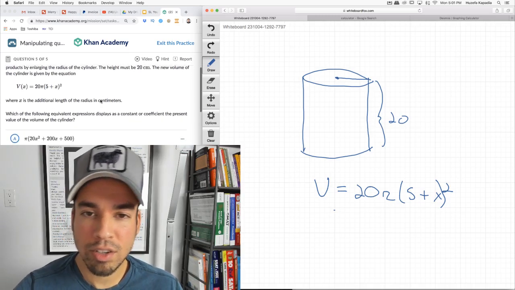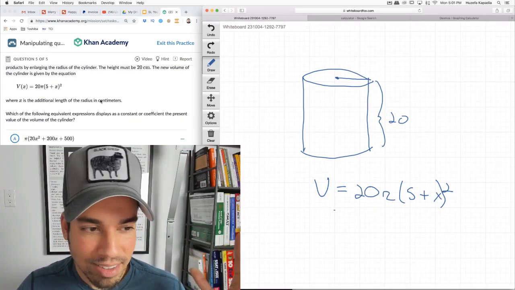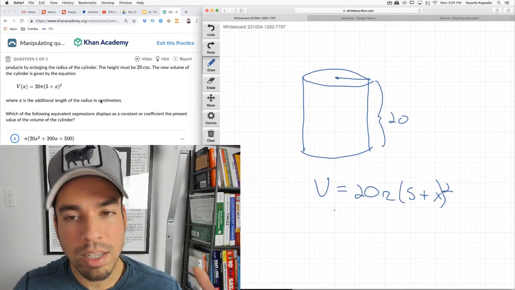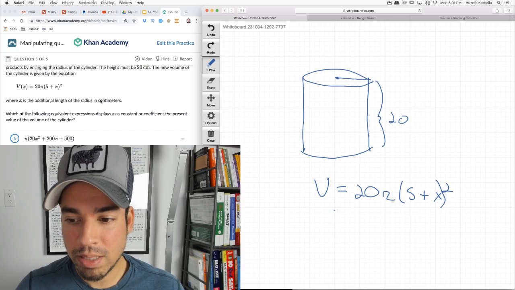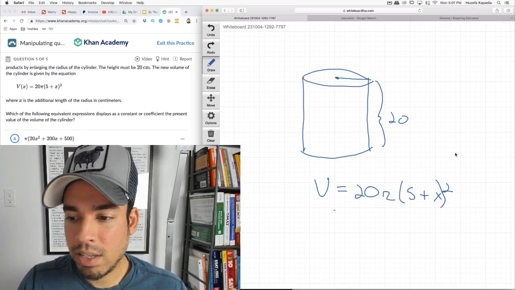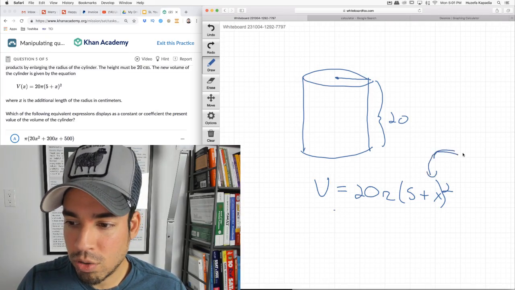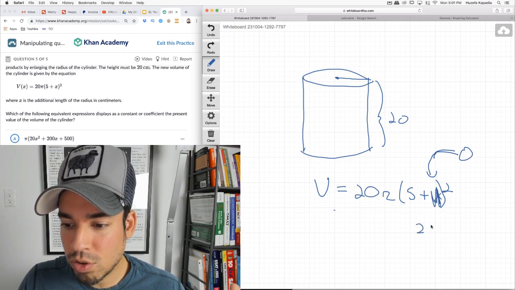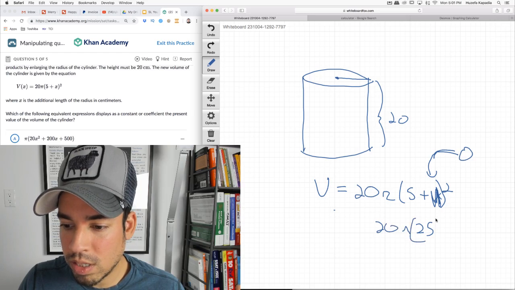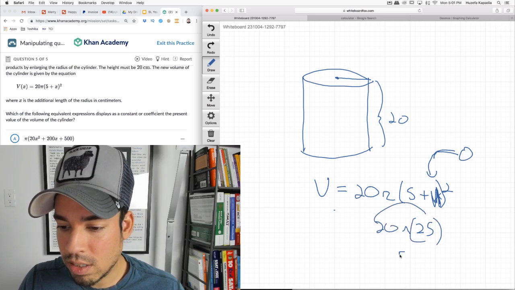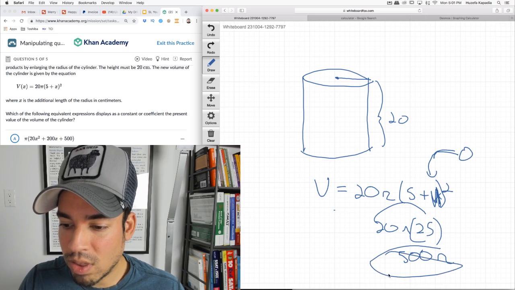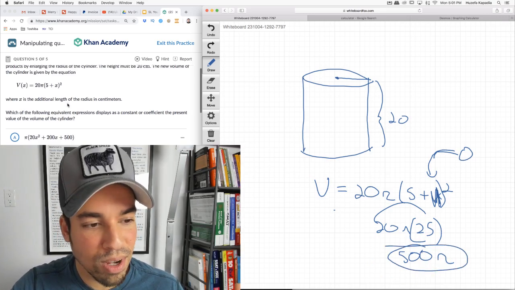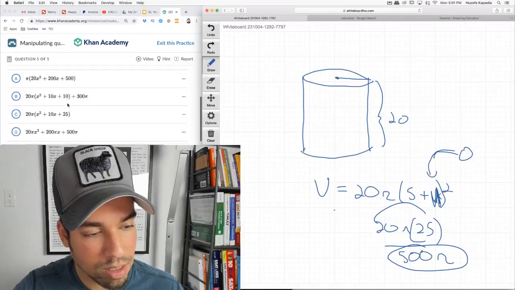Got it. Okay. Trying to decipher what the heck they're talking about in these questions. I think what they're saying is right now, before they've done any enlargement. And what is that value? Well, right now, since I haven't enlarged the radius, my x value is 0. So it's just (5 plus 0) squared. So 5 squared is 25 times 20 pi. 25 times 20 is 500 pi. And so that's the present value of this volume. So, a really convoluted way to say that.